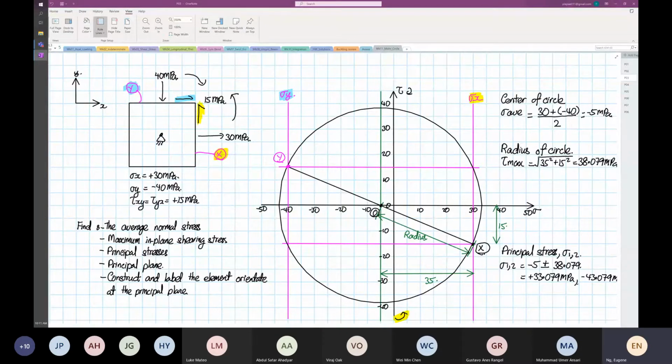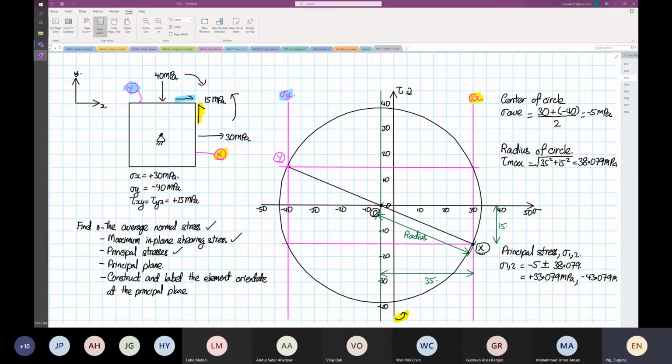What have we found now? We have done the average normal stress. We've done the maximum in-plane shearing stress. We calculated our principal stresses. So next we are going to determine our principal plane. You can determine it from point X or you can determine it from point Y. It's all going to be the same.